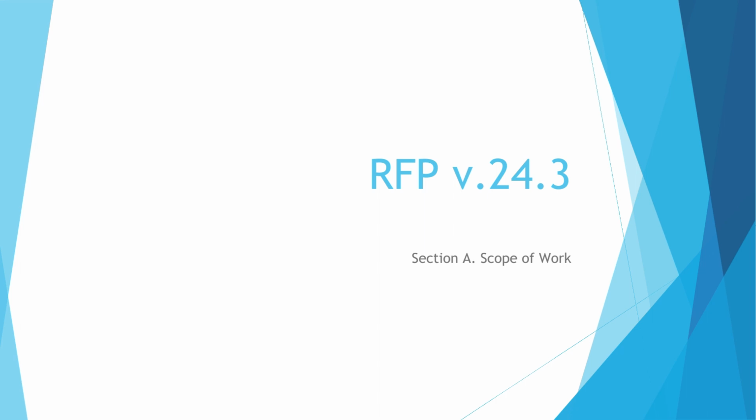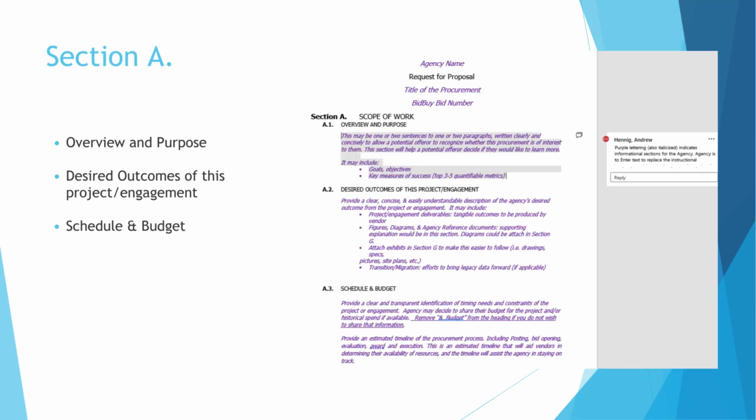The first section, Section A, Scope of Work of the new template, is aimed to explain to the vendor community what it is the state needs and why they should work with us. Overview and purpose. This may be a couple of sentences or a few short paragraphs. The intent of the overview and purpose is to provide the vendor community a picture of what it is the agency needs at a high level. This section will help a potential offerer decide if they want to learn more and keep reading.